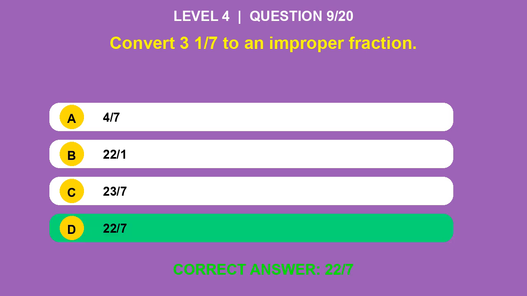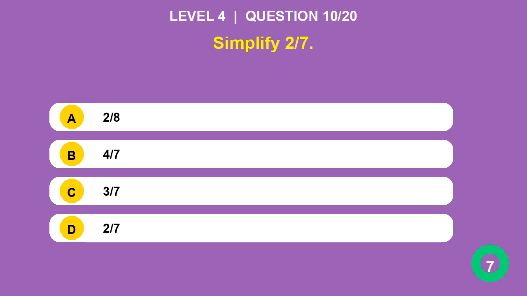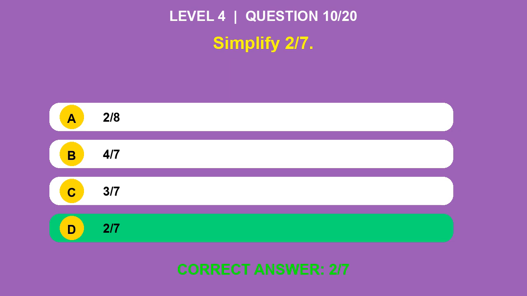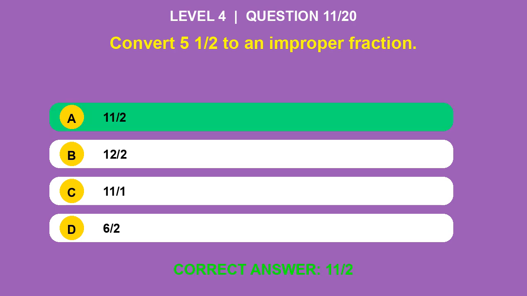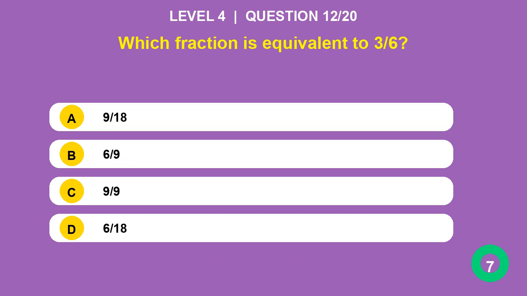Answer is 22/7. Simplify 2/7. Answer is 2/7. Convert 5 and 1/2 to an improper fraction. Answer is 11/2. Which fraction is equivalent to 3/6?